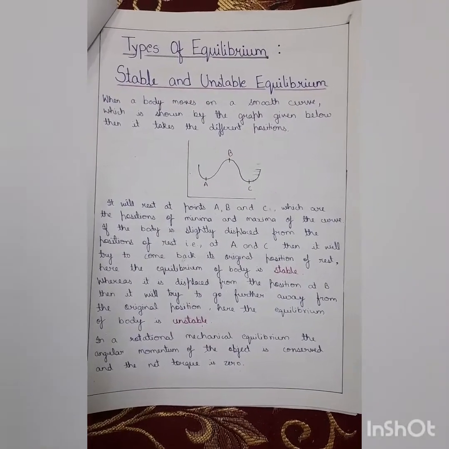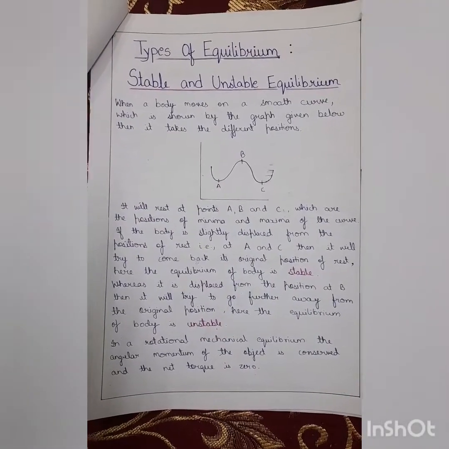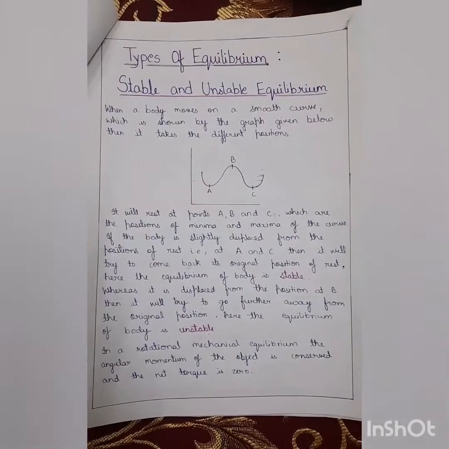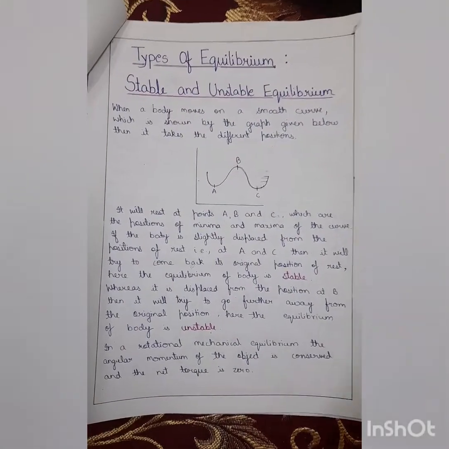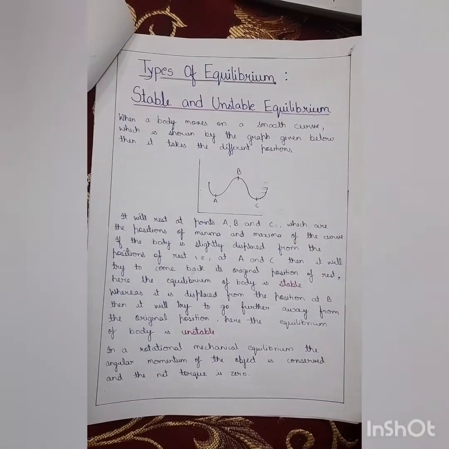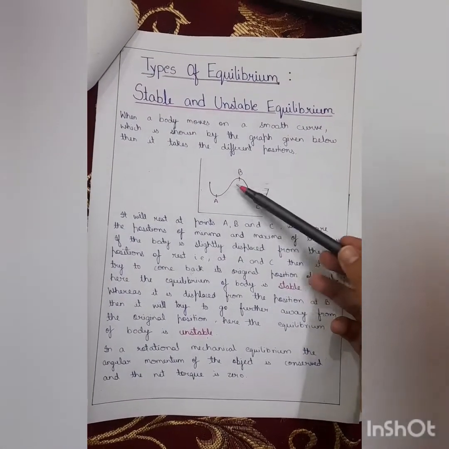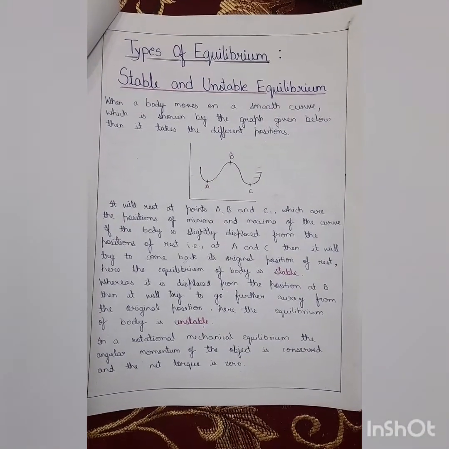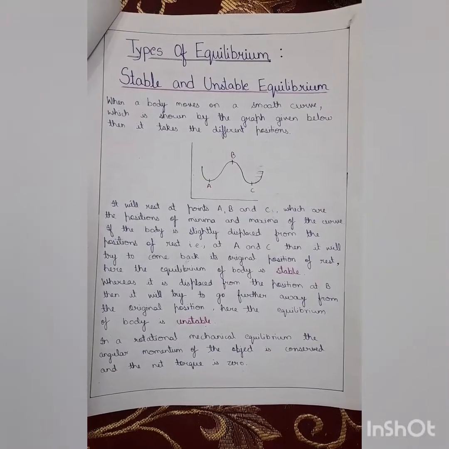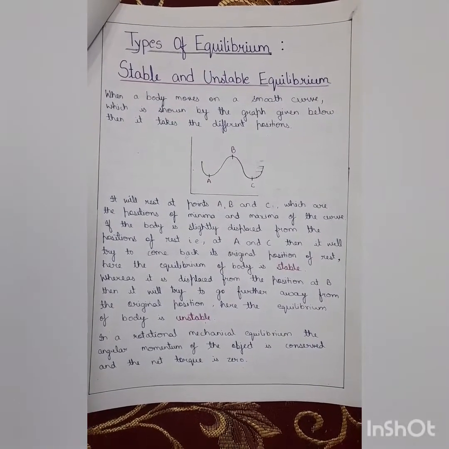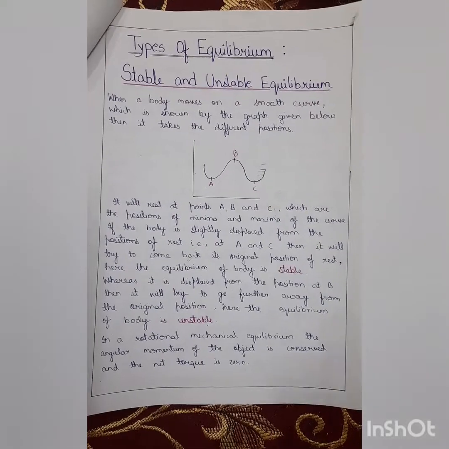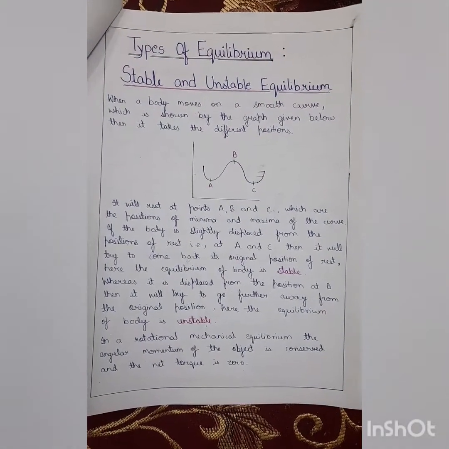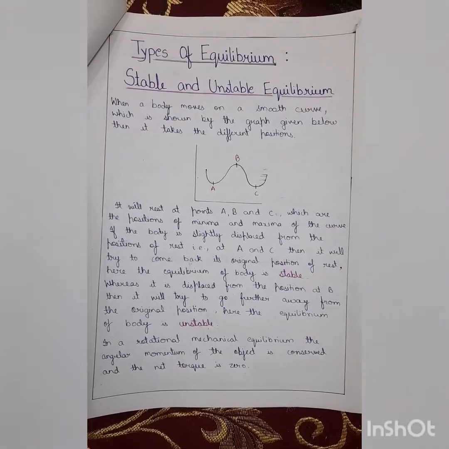Now, types of equilibrium. There are two types of equilibrium, stable and unstable equilibrium. When the body moves on a smooth curve, which is shown by the figure given below, it takes the different positions A, B and C. It will rest at points A, B and C, which are the positions of minima and maxima of the curve. If the body is slightly displaced from the position of rest, that is A and B, then it will try to come back to its original position of rest.